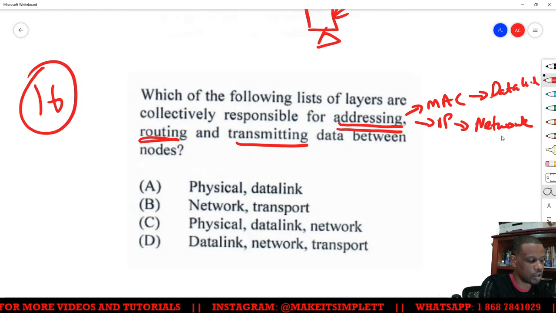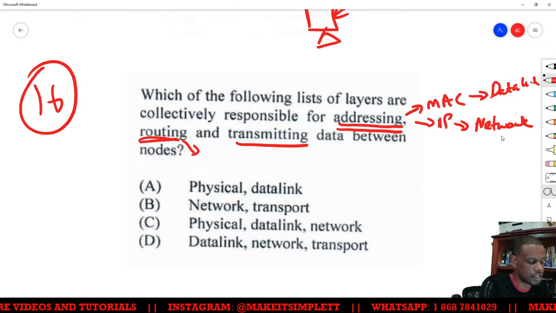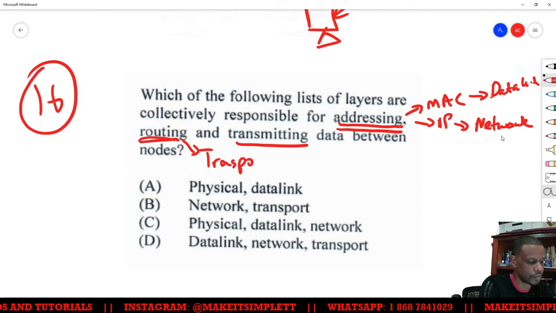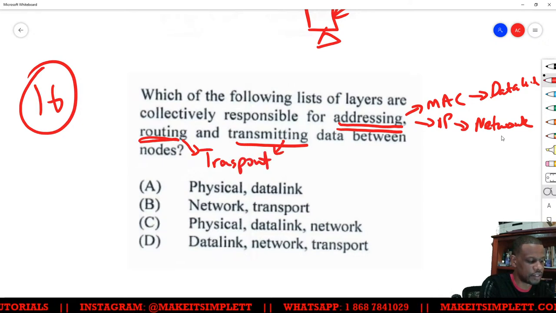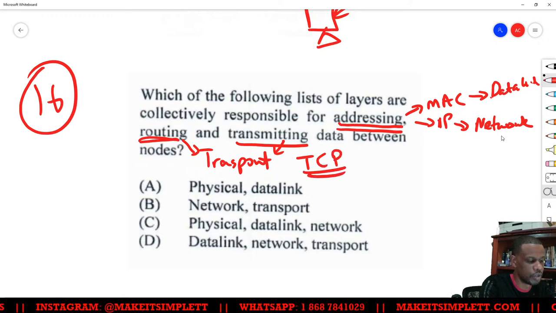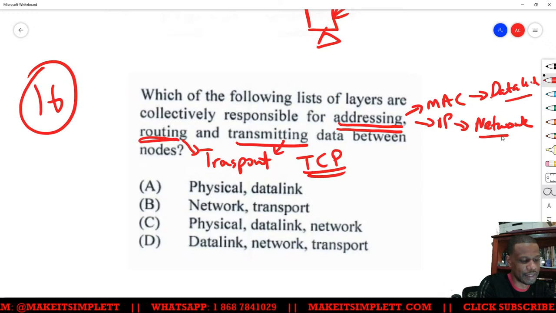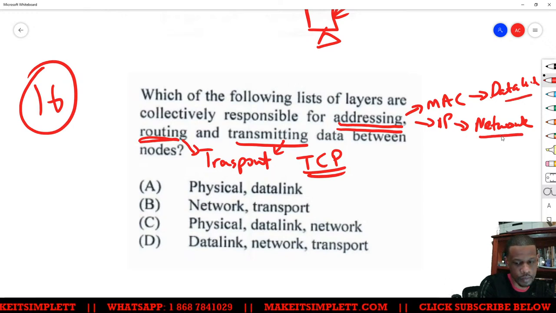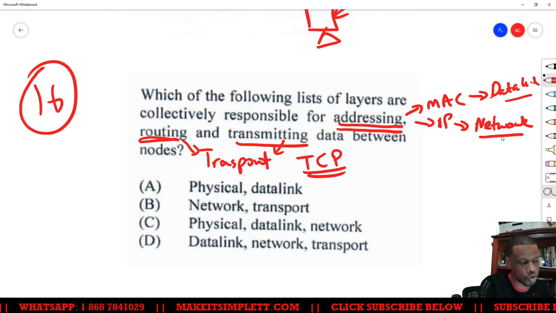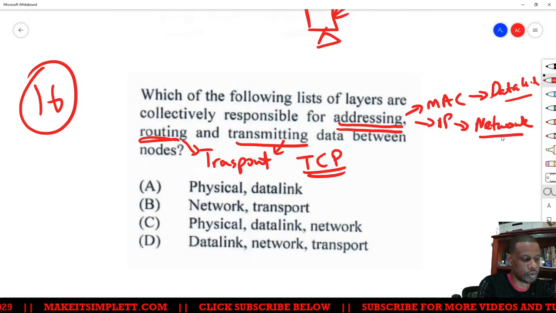Routing, we know for sure. Routing is transport. So that's TCP, right? And transmitting. That's still TCP. TCP does handle all that. But which one of them are they talking about between data link and network? If they do addressing from the MAC address layer, then data link had to be included.